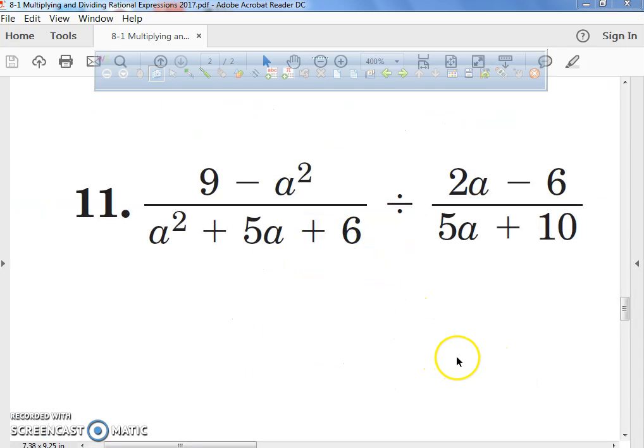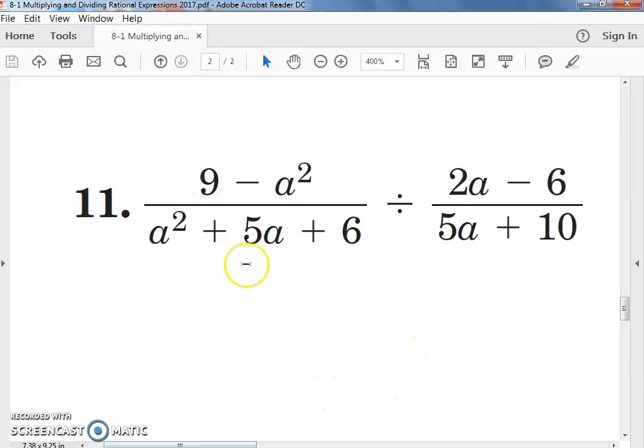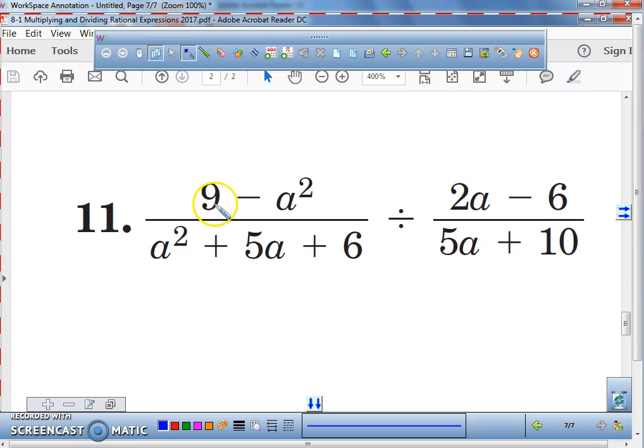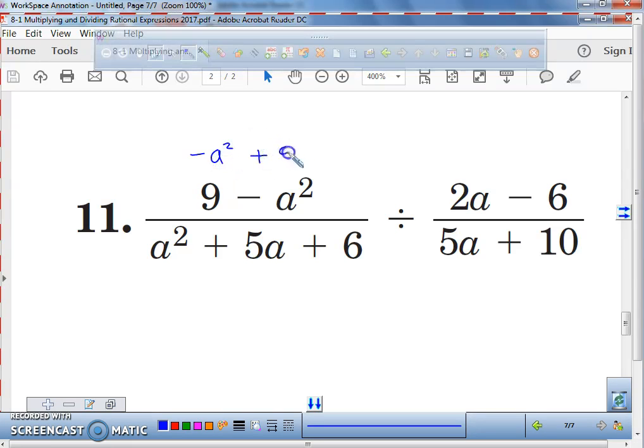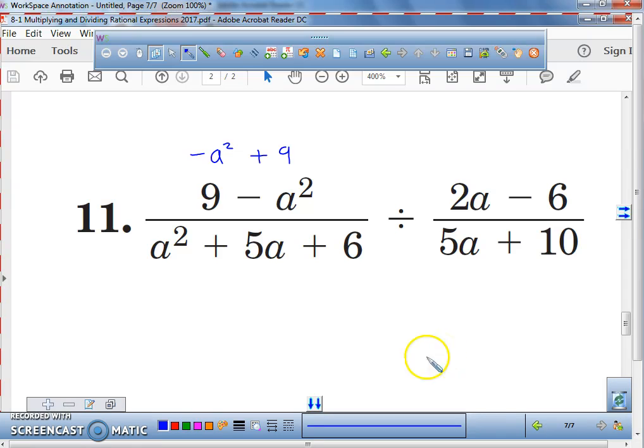Alright, the last problem we're going to do on this video is problem number 11. And the very first thing that I would like you to do, above where it says 9 minus a squared, I would like you to rewrite it as a negative a squared plus 9. So rewrite this as a negative a squared plus 9. Notice all I did was just switch the negative a squared and move it up front. And then take the 9 and move it in the back. So I've not changed the value of the number, I've just changed the way it looked.